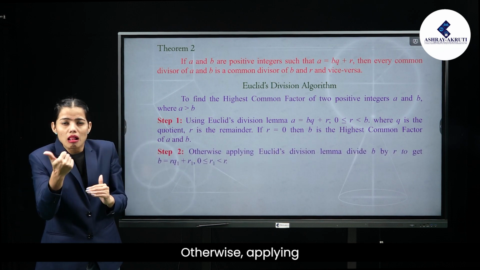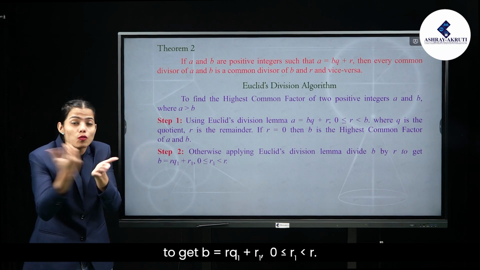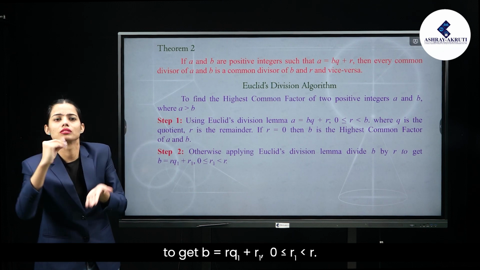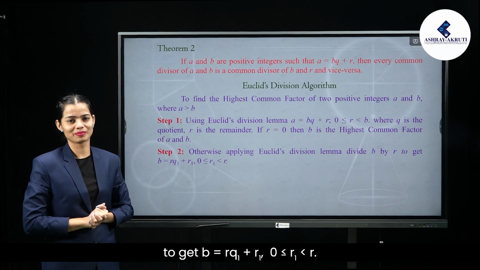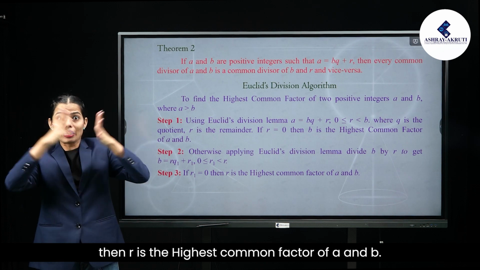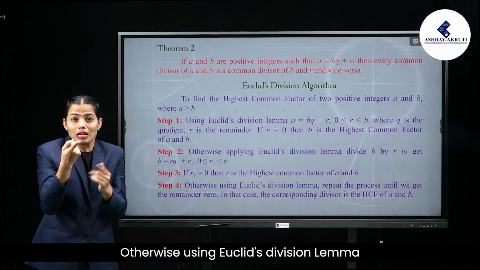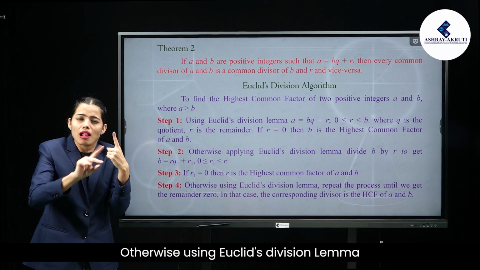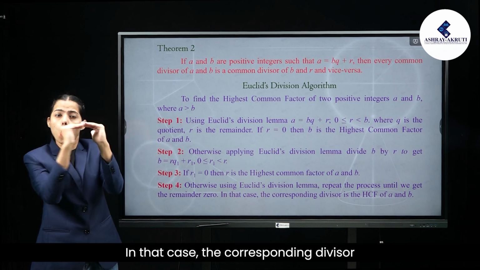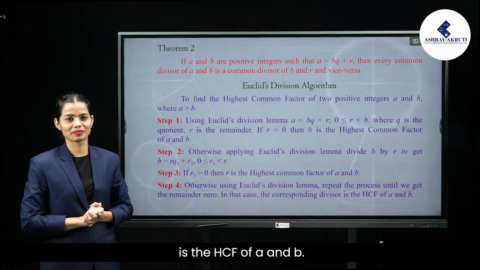Step 2. Otherwise applying Euclid's division lemma, divide B by R to get B is equal to RQ1 plus R1, where 0 less than or equal to R1 less than R. Step 3. If R1 is equal to 0, then R is the highest common factor of A and B. Step 4. Otherwise using Euclid's division lemma, repeat the process until we get the remainder 0. In that case, the corresponding divisor is the HCF of A and B.